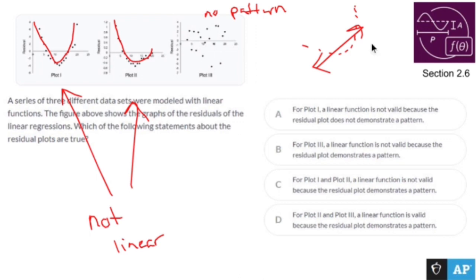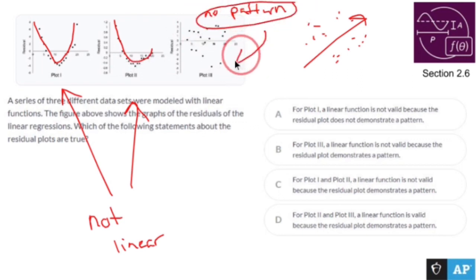However, if I were to take this third guy, okay, and say, here, you're a line, and I have a bunch of dots scattered above here, and I have a bunch of dots scattered above there, and there's no obvious pattern, then linear is appropriate. So these guys, since they have a pattern on a residual plot, means they're not linear. Since this guy has no pattern on a residual plot, that guy is linear.